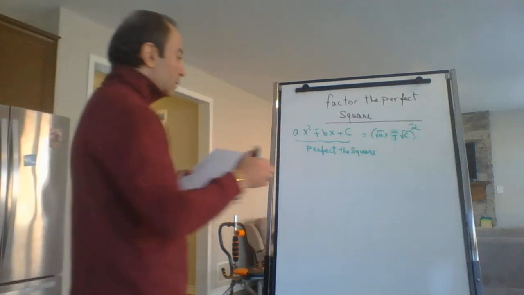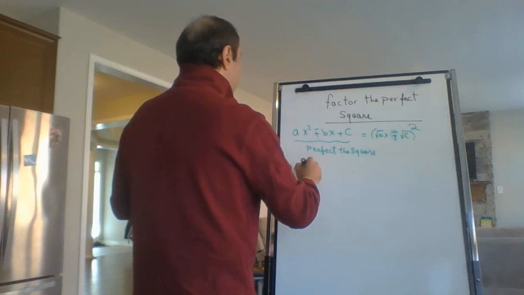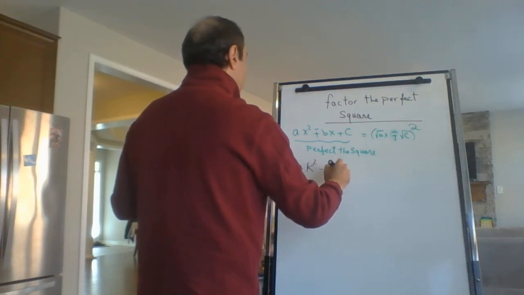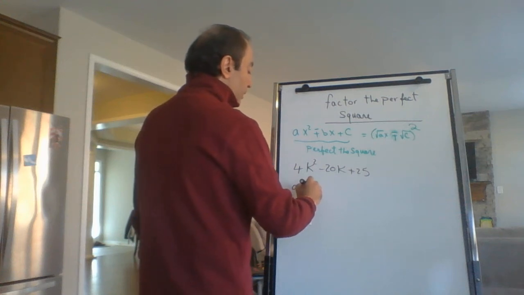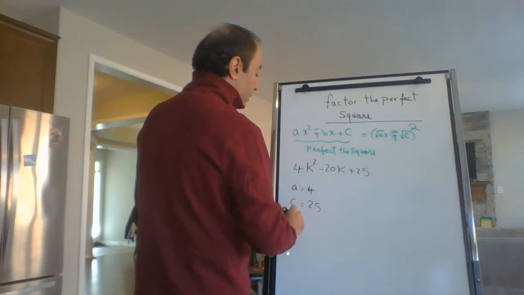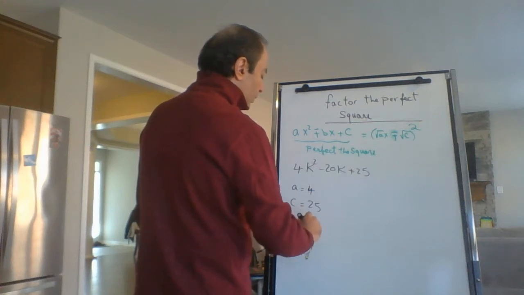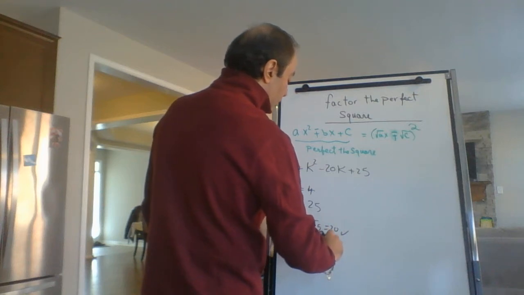Now another one similar to the one that we did before, for k squared minus 20k plus 25. Yes, 4 is a perfect square, 25 is a perfect square, 2 times square root of 4 times square root of 25 is 20, so yes, it is a perfect square.